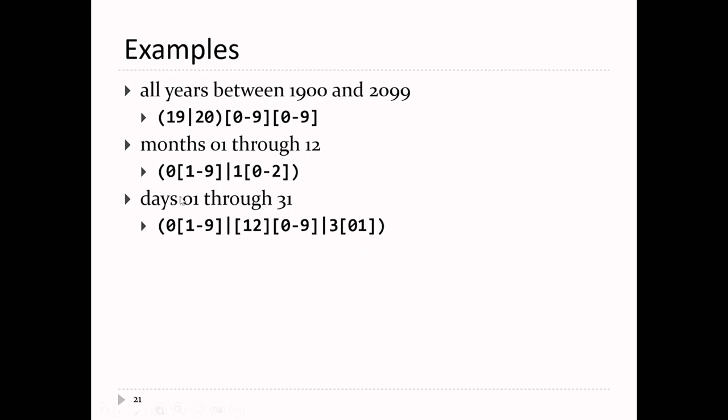And now finally, your days between 01 and 31. Here's another fun one. I've got two bars now. So here's 30 and 31. This is 10 through 29. And this is 01 through 09. So that will give you your days between 01 and 31. There are your months between 01 and 12. There are your years between 1900 and 2099.